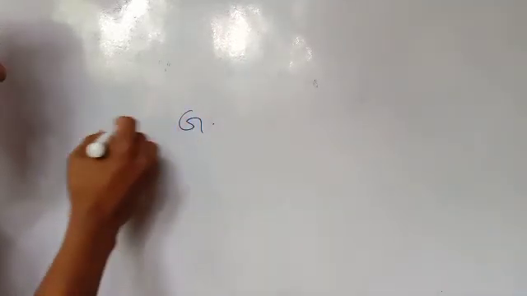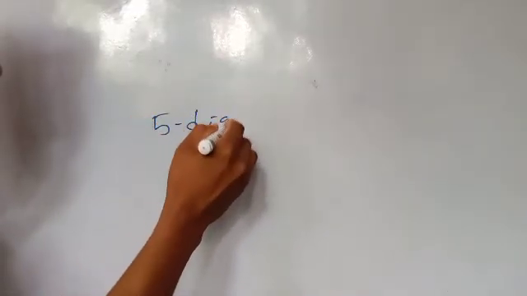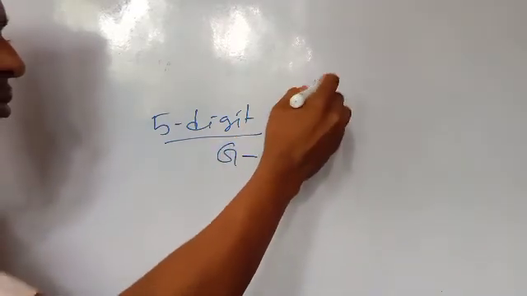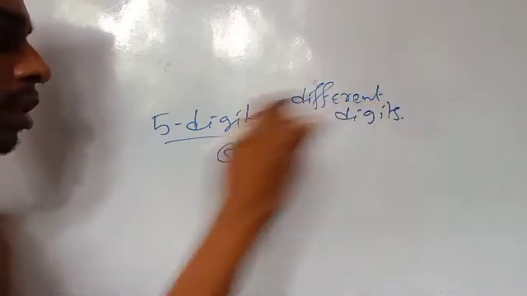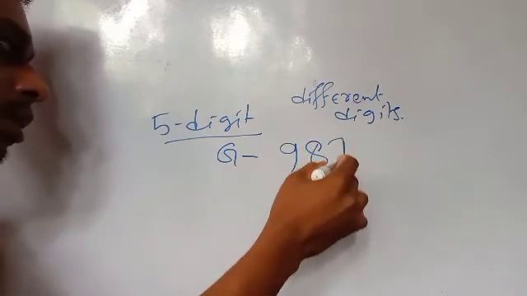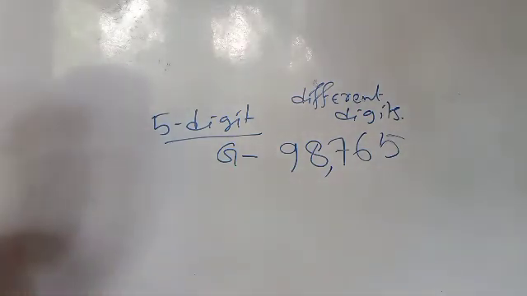Now, suppose you have to make the greatest 5 digit number with different digits. If you use different digits, then the greatest will be: first write 9, after that 8, then 7, then 6, then 5. That is the 5 digit number.